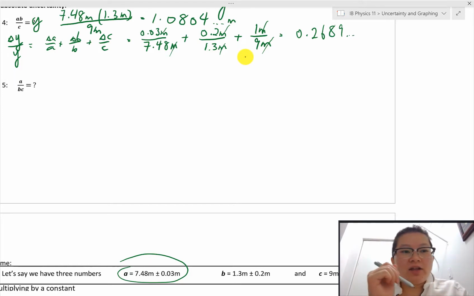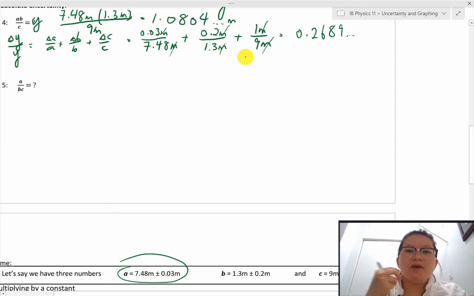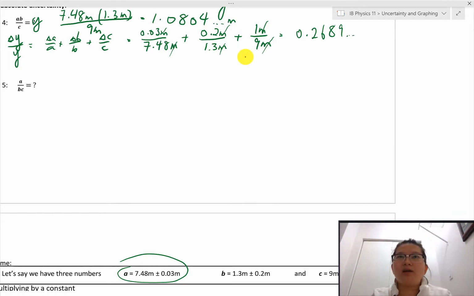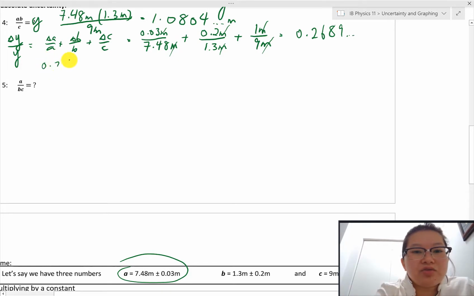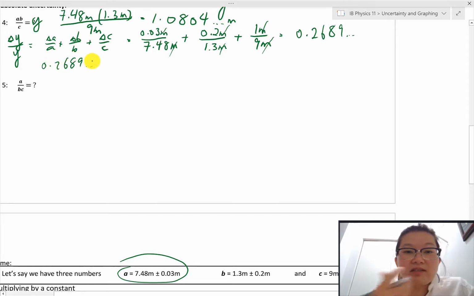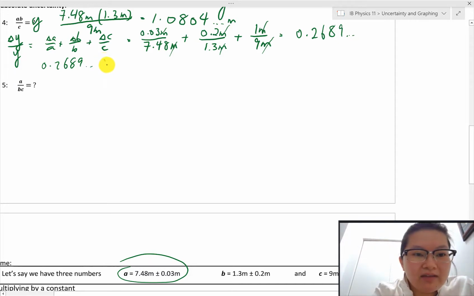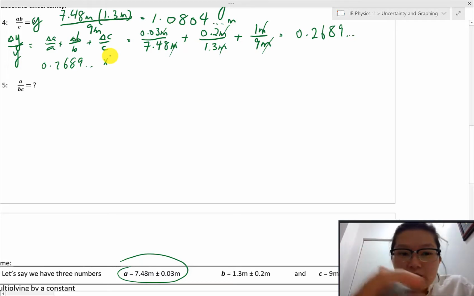I have a fractional uncertainty that I need to convert to an absolute uncertainty, and we know, and hopefully we've learned this already, to get an absolute uncertainty, you need to multiply your fractional uncertainty by the actual number itself to give you the absolute uncertainty. So what that looks like is I need to take this 0.2689, whatever that is, it's a fractional uncertainty in decimal form. I need to multiply this by my y value.